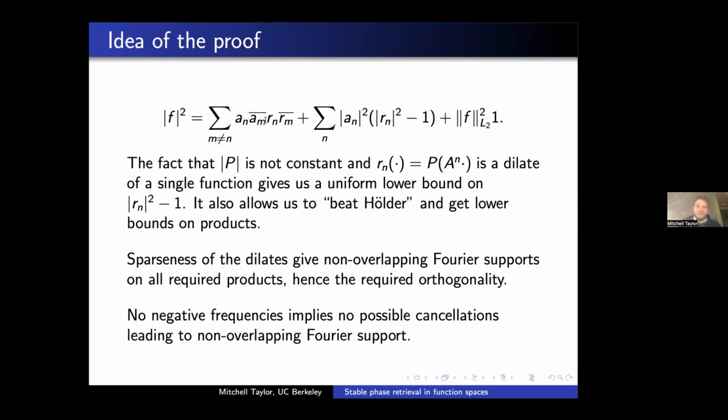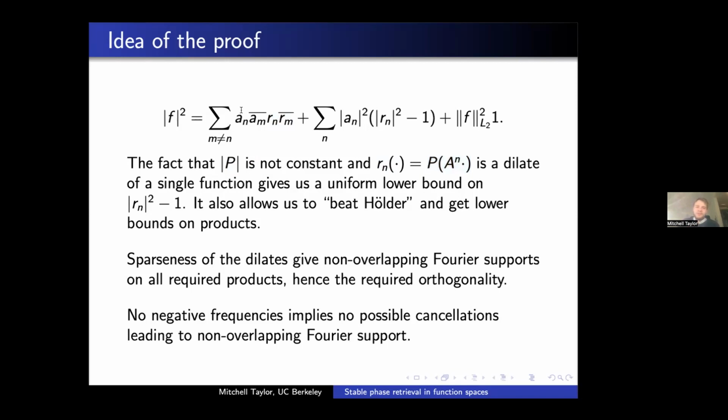These products I'll get uniform lower bounds on, because the absolute value of p is not constant. I'll look at when Hölder is maximized, and Hölder is maximized essentially on functions of this form. So again, I can win a delta from the fact that the modulus of p is not constant. I'm turning this qualitative assumption about the absolute value of p not being constant into a quantitative assumption by using dilates and all these things.